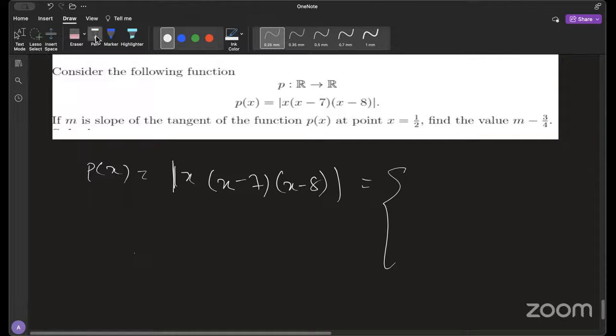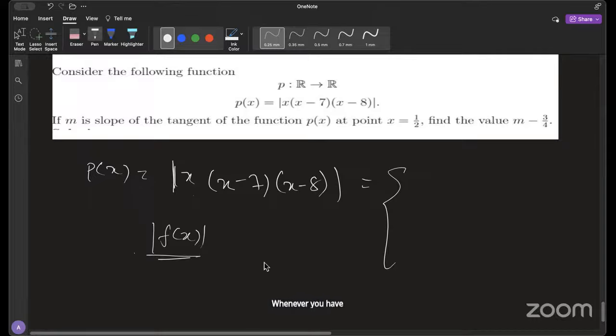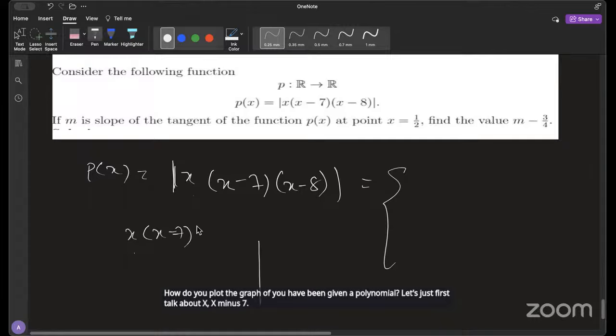You can't possibly just check every point. It's easier at the roots. Whenever you have a function f(x), how do you plot the graph of a polynomial you've been given? Let's just first talk about (x - 7) and (x - 8).